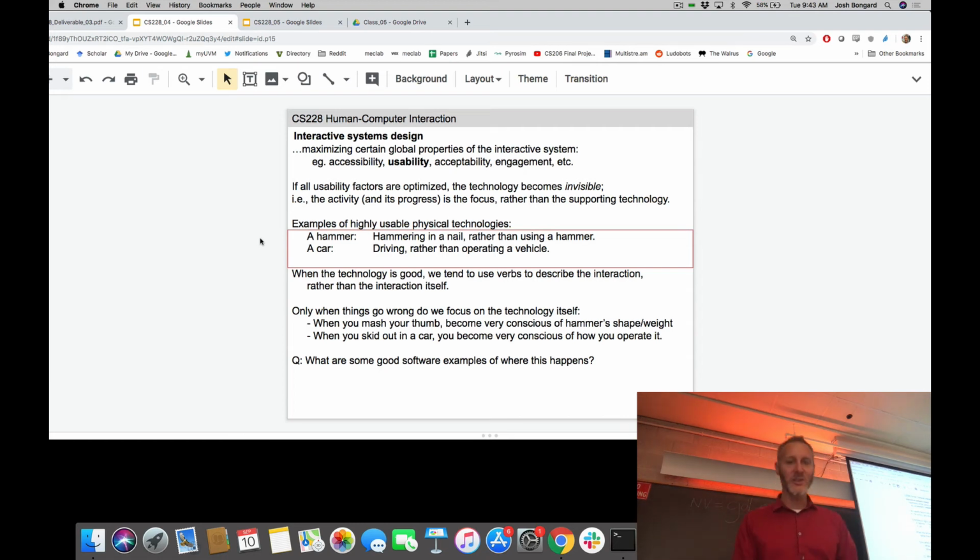One example of this, for example, is physical technologies like a hammer that are very simple, easy to use, learnable, memorable, and so on. If you ask somebody who's using a hammer what they're doing, they often don't say, "I'm operating a hammer." They say, "I'm hammering." Right? If you ask somebody how they got to class, they won't say, "I operated a vehicle to get here. I drove here." Right? So when the technology is good, people often verbify the technology itself. What are some examples of verbified technology?